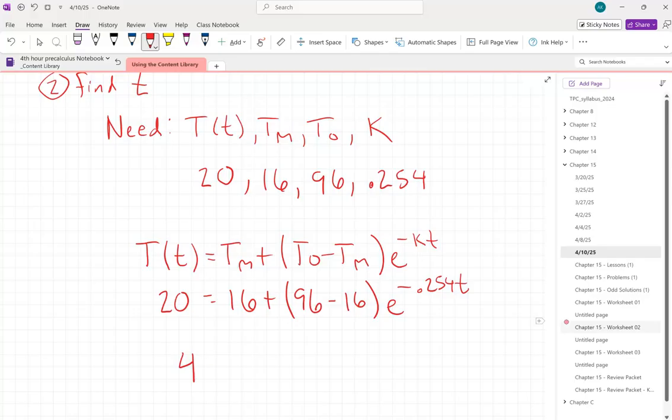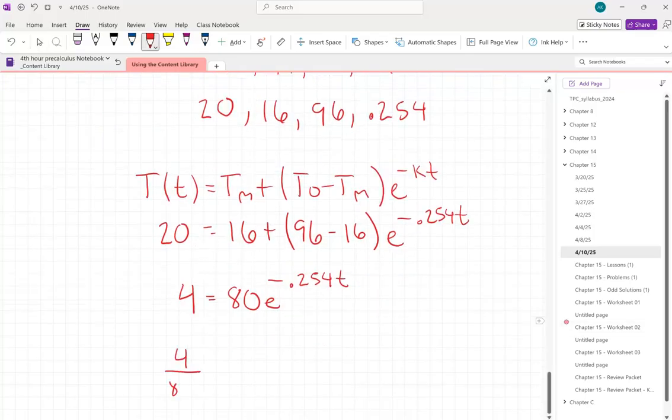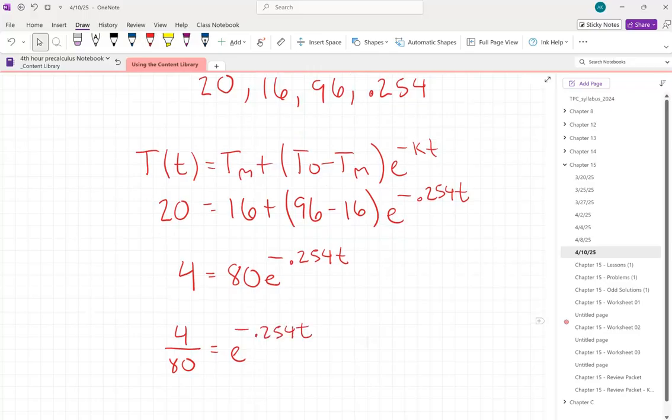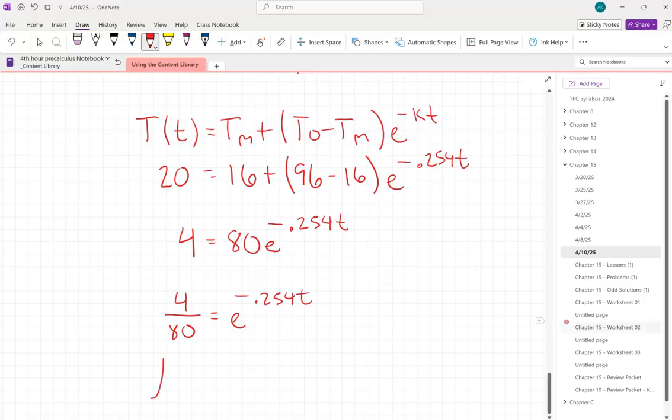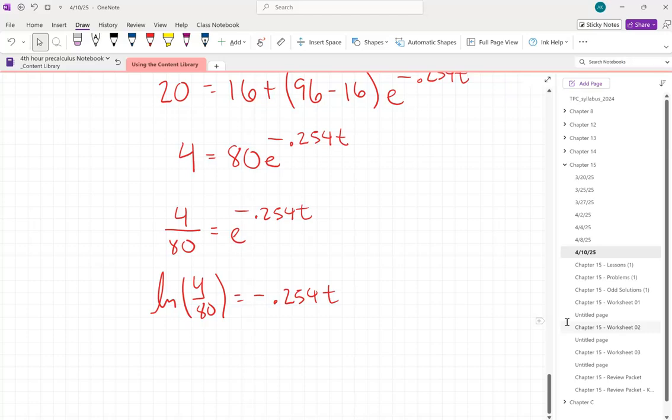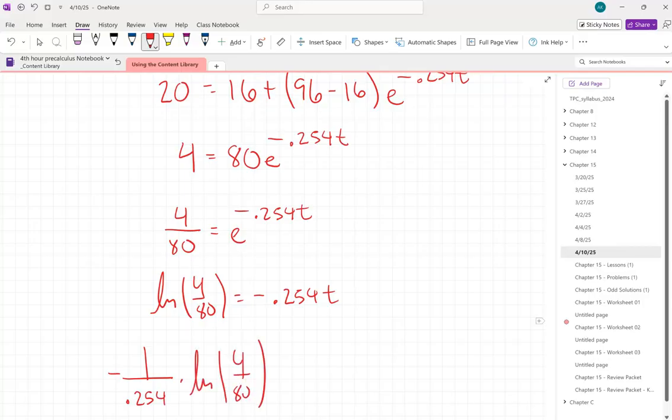So we'll subtract 16 from both sides. Really the same process as before, right? We'll divide by 80. I recognize that 4 over 80 can reduce, but I don't care because it's all just going to go into my calculator later anyway, so who cares? We do the natural log of both sides to cancel that exponent base of e. And then we multiply by 1 over -0.254, or divide, whatever you want to think about it as. I like to think about it as multiplying by the reciprocal because it's a little bit easier to get it to my calculator correctly.